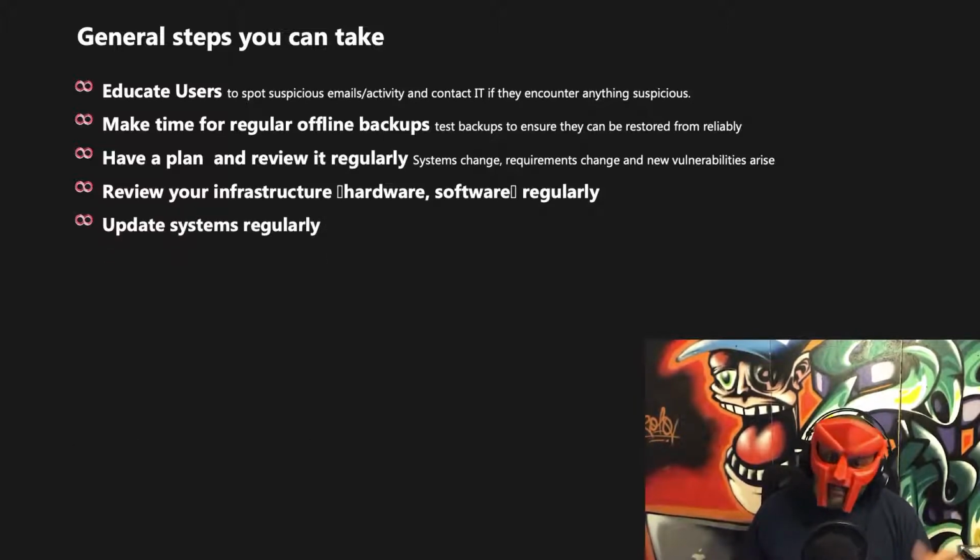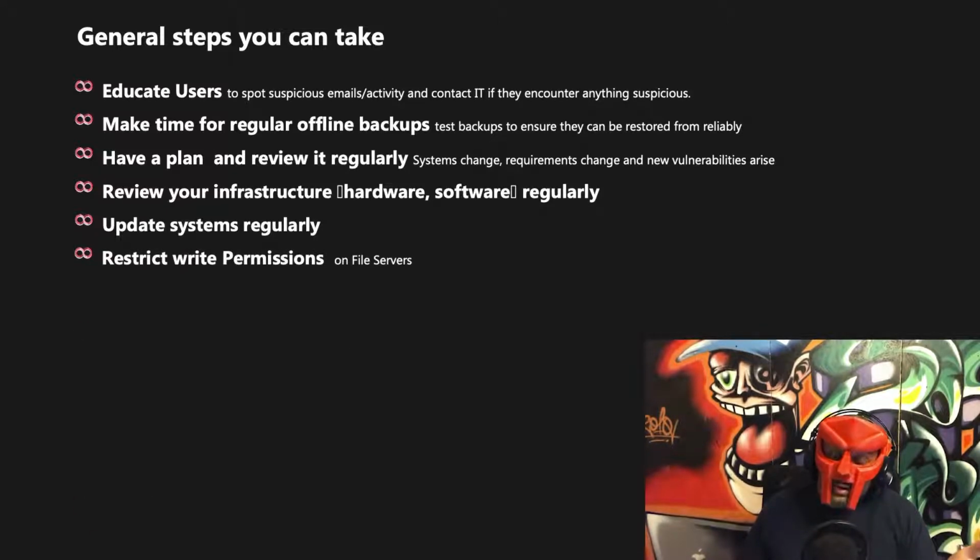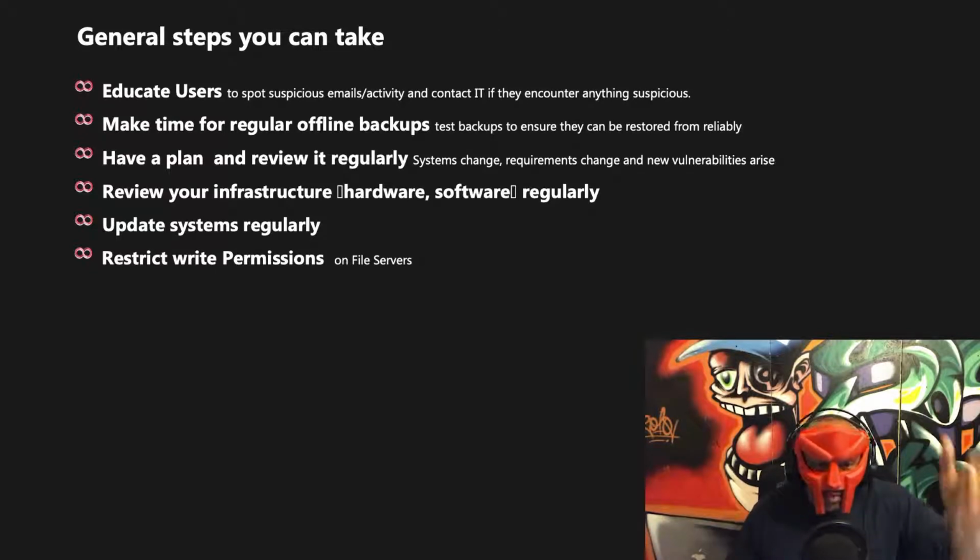Whew, that was a lot. You want to update your systems regularly. I'm not even going to elaborate on that. If you're not doing updates, then you're just asking for trouble. Restrict write permissions, especially on things like file servers. If most of the people working at your company are just, let's say, accessing a file server to download a Word document they need to fill out for their vacations, then they don't need write access. It's just that simple.